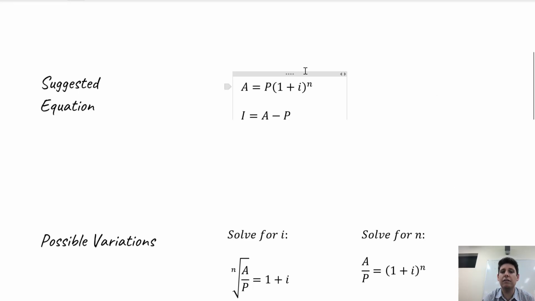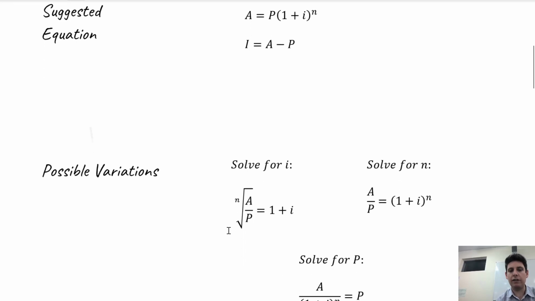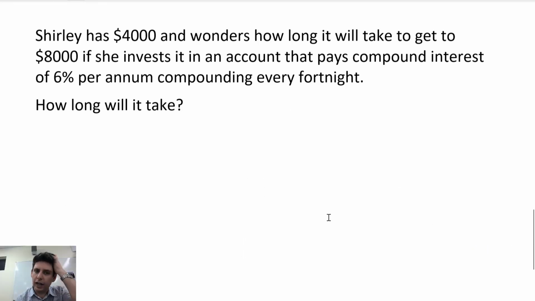And so we would have to rearrange this equation here to get little I, and it would look something like this. Another situation is given all the information, so they give you the end amount, they give you the principal, they give you the rate, and we need to find little n. So then we would rearrange it to get this. Let's try one of these variations now. So Shirley has $4,000 and she's wondering how long will it take to get to $8,000 if she invests into the account compound interest at 6% per annum, compounding every fortnight.